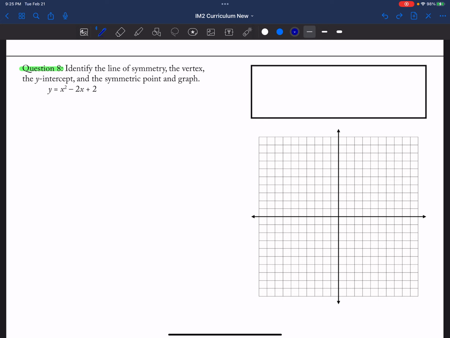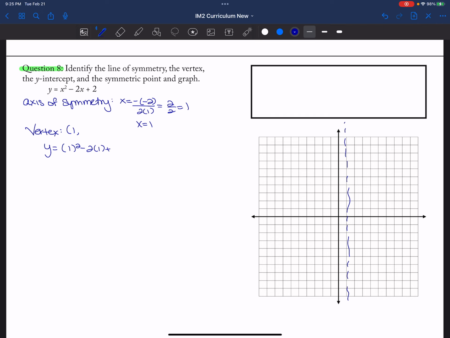Let's do 8. So axis of symmetry. So x is equal to -2 over 2 times 1. So this is 2 over 2, which is 1. So x is equal to 1 is my axis of symmetry. And then my vertex is 1 comma somebody. So y is equal to 1 squared minus 2 times 1 plus 2. So 1 minus 2 plus 2. So this gives me 1. So my vertex is at 1, 1.